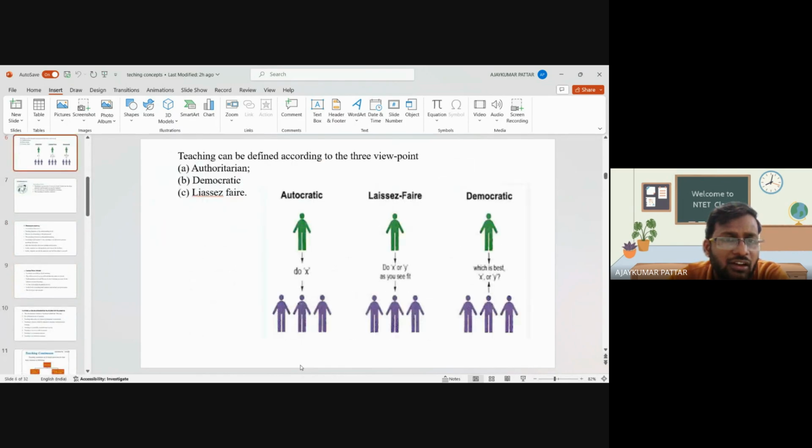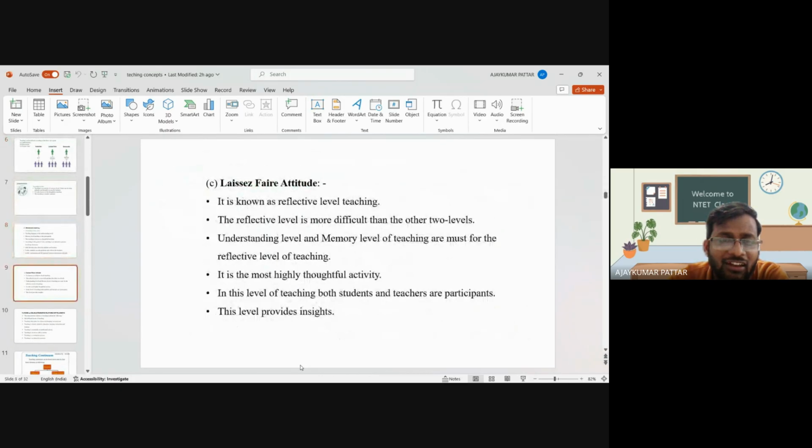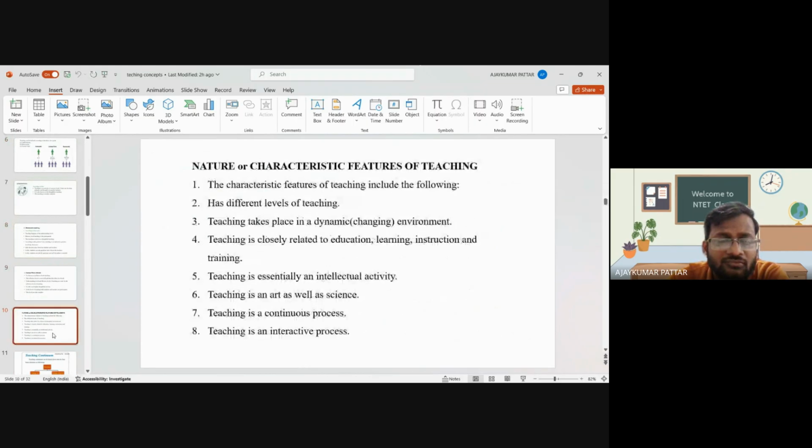So we covered authoritarian, democratic, and laissez-faire, memory level, understanding level, and reflective level. Now we will see the nature or characteristic features of teaching.